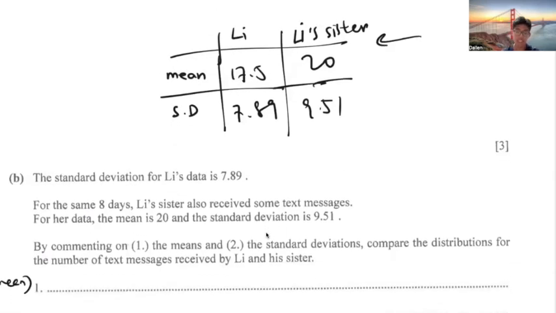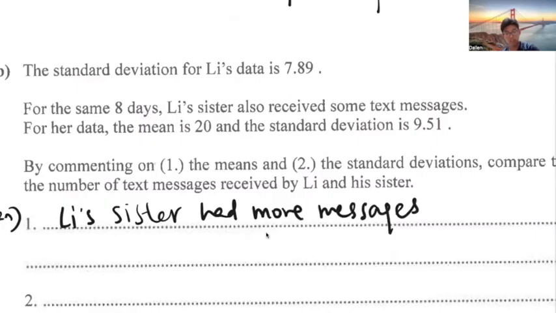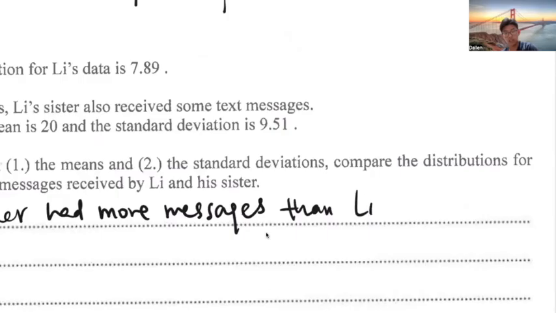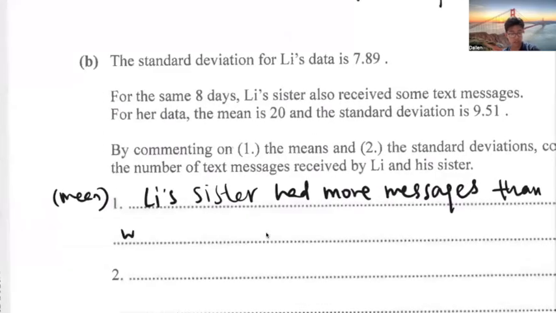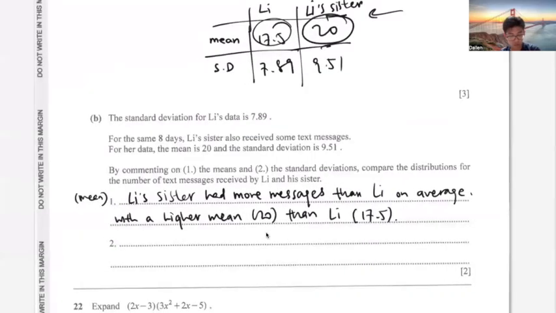So basically, the mean is easy. Lee's sister had more messages on average as compared to Lee, right? Lee's sister had more messages than Lee on average, with a higher mean of 20 than Lee's 17.5. Okay.